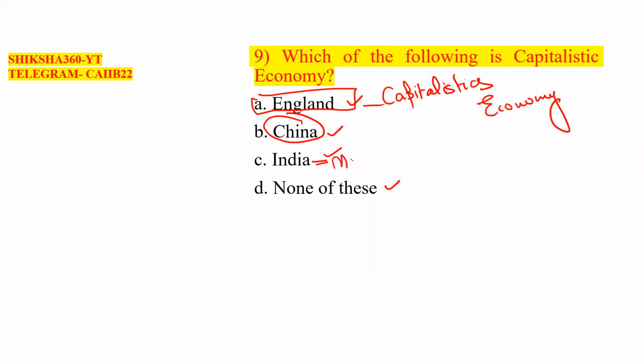India is a mixed economy. England has a capitalist economy. Now move forward to question number 10.